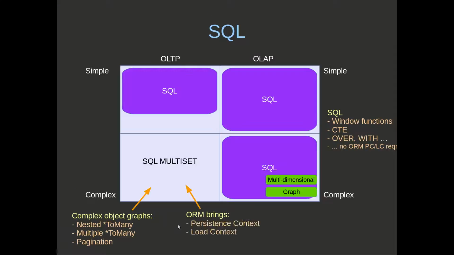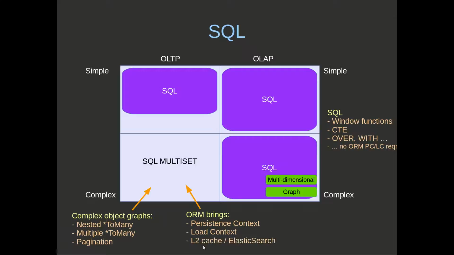What ORM brings in this complex graph space is a persistence context and load context. So these are the two things that help us build object graphs, and if you like, the load context is the main thing that is dealing with complex graphs with pagination. So this is if you like, doing the query joins and batch lazy loading and things like that.